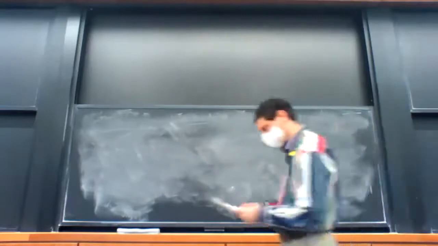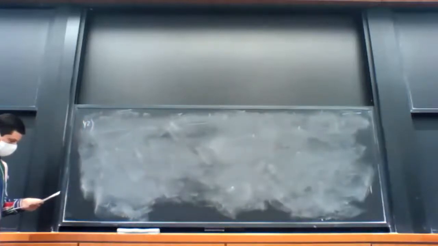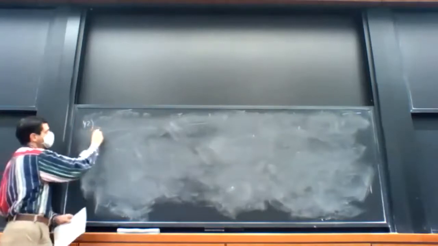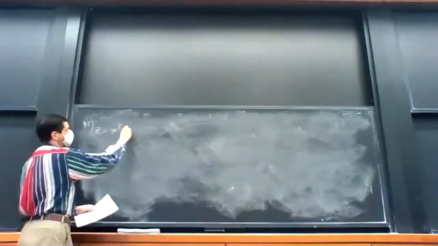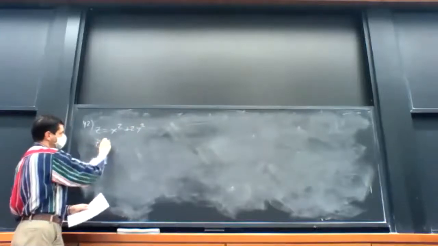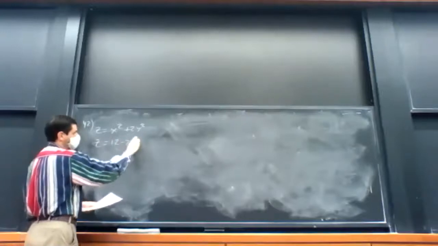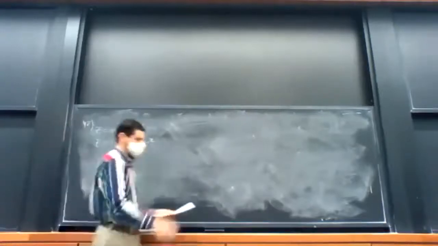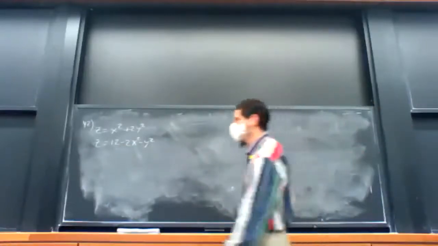One of the questions somebody wanted to do was one of the homework problems, number 42. For this one, we are told we have the intersection of two paraboloids. The first is z equals x squared plus 2y squared. The other one is z equals, I think, 12 minus 2x squared minus y squared. We want to figure out the volume between them.